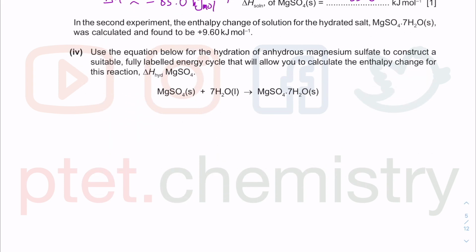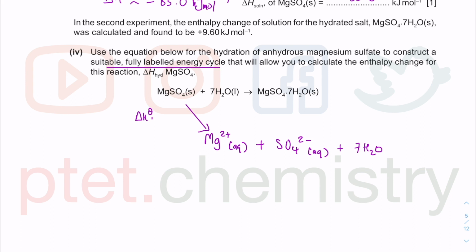Now in this next bit, use the equation below to construct a suitable, fully labeled energy cycle. What do we have? We have hydration, right? So it's Mg2 plus aqueous. Now this is a question which you might not get in the current syllabus because the hydration enthalpy, in terms of the definitions, you haven't really done it that much in your current syllabus until you get to A2. So what do we have here? So we are hydrating the solid. So that is the hydration of the entire solid.